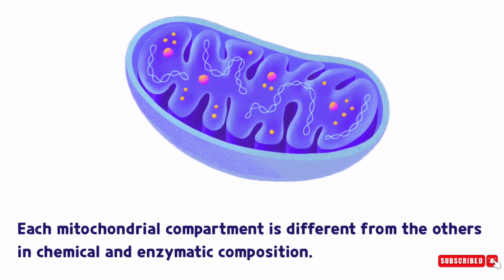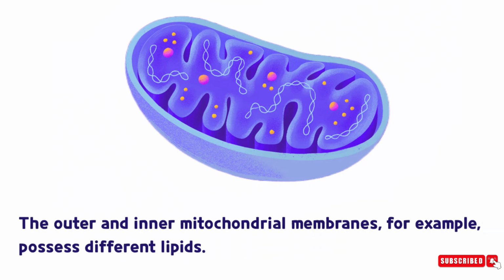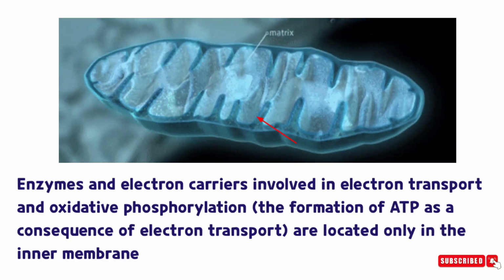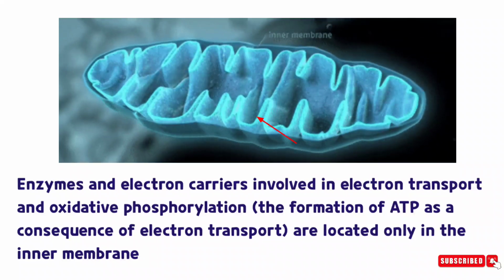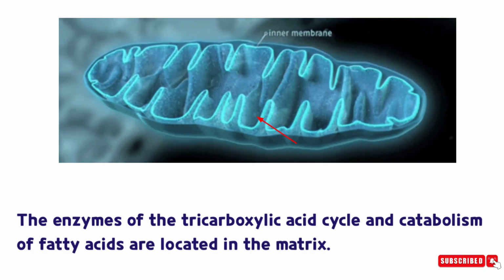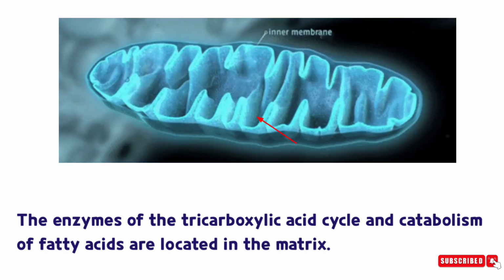Each mitochondrial compartment is different from the others in chemical and enzymatic composition. The outer and inner mitochondrial membranes, for example, possess different lipids. Enzymes and electron carriers involved in electron transport and oxidative phosphorylation are located only in the inner membrane. The enzymes of the tricarboxylic acid cycle and catabolism of fatty acids are located in the matrix.